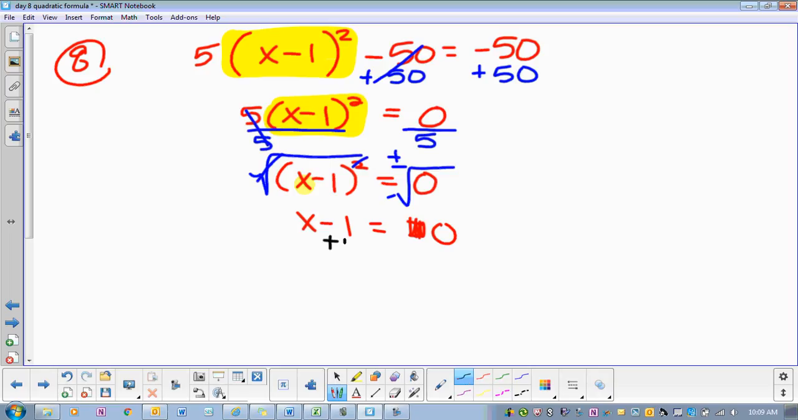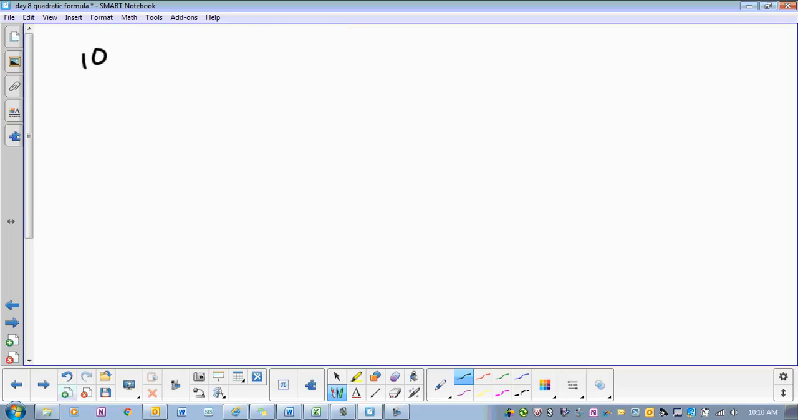So now we add the 1, because remember, we're still trying to solve for this x, right? Add the 1. What's 1 plus 0? There you go. And technically, it's like a 1 plus 0 and a 1 minus 0. You actually have that twice, right? This is a double root, okay? But you could just put x equals 1. That's the solution, all right? All right, let's look at number 10, the last one in our warm-up.